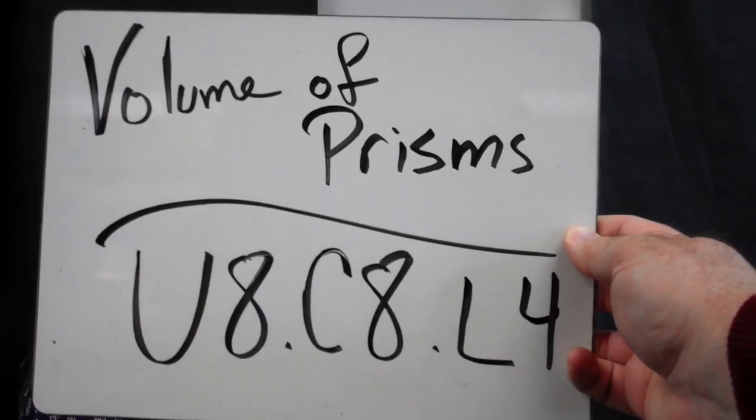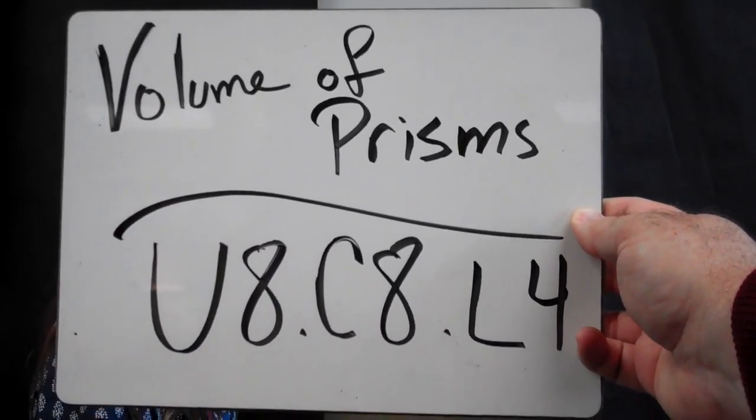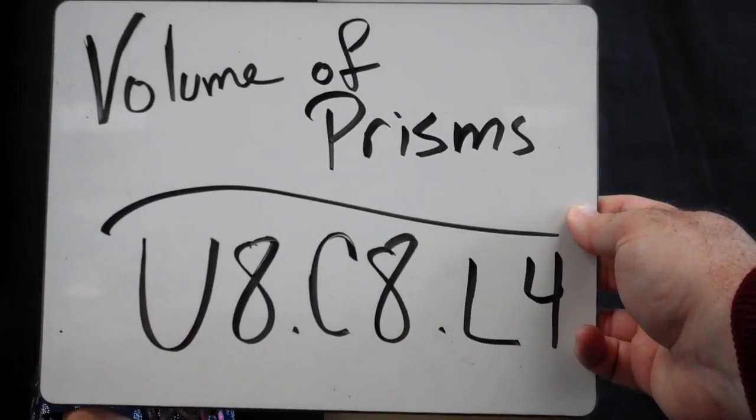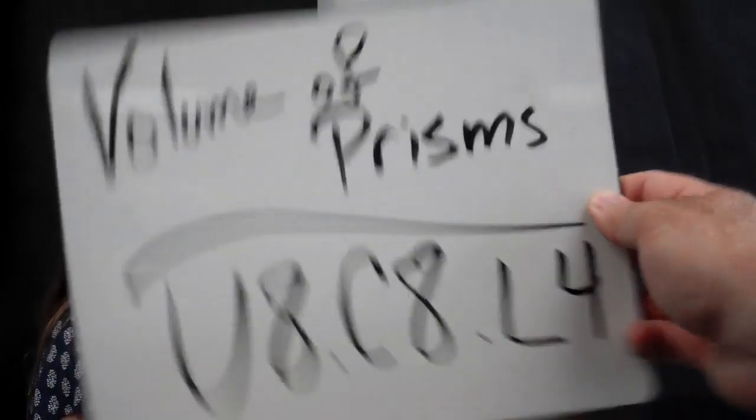Hey, it's the volume of prisms. You did this in 6th grade, so you better get it right. U8.C8.L4. Go ahead, Miss Benoit.